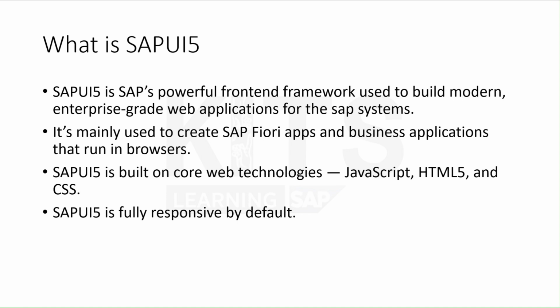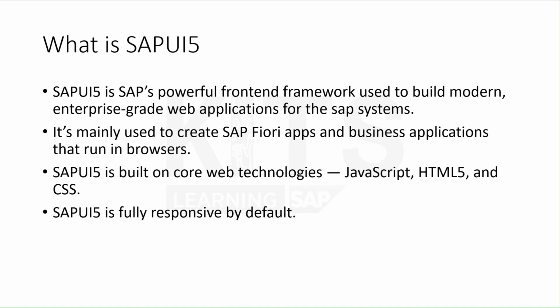SAPUI5 is fully responsive by default. That means the same application can be automatically adapted to different screen sizes. The sap.m library, which is the main library for mobile and desktop applications, contains controls specifically optimized for responsive design. These controls can adjust their appearance and behavior based on the screen size.